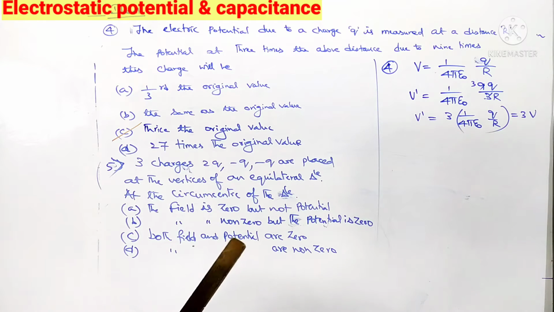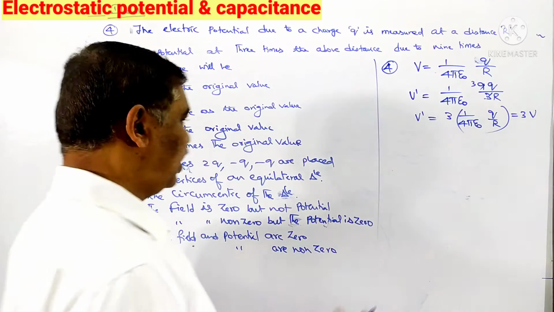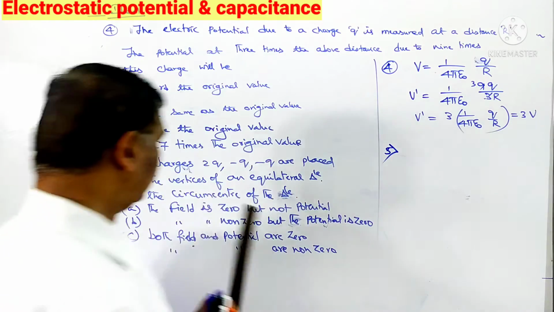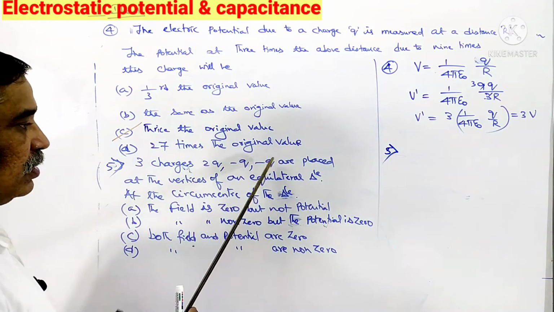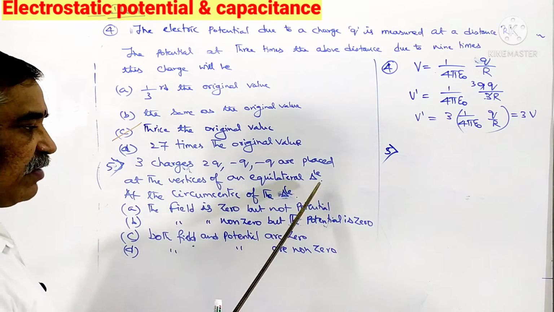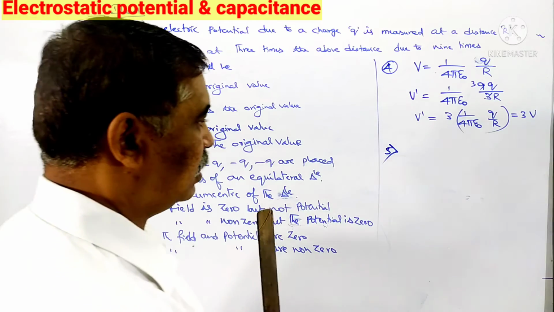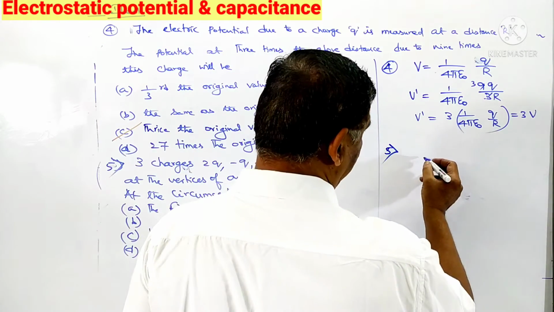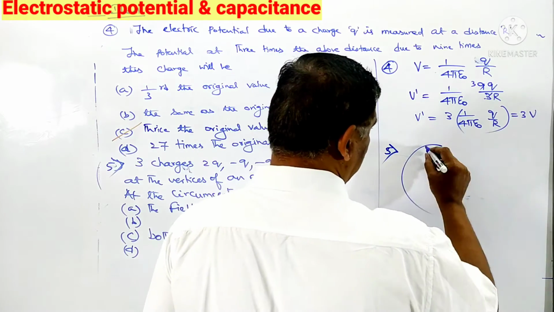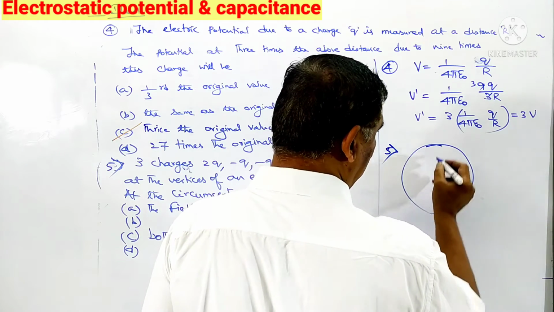Next one. Three charges 2Q, minus Q, minus Q are placed at the vertices of an equilateral triangle. At the circumcenter of the triangle. Now if you take an equilateral triangle, circumcenter, of course, that is the center of a circle.